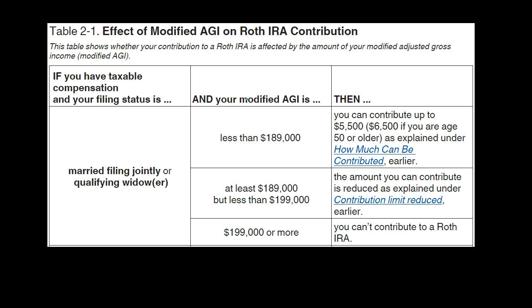So in essence, income type limitation. This table shows whether your contribution to a Roth IRA is affected by the amount of your modified adjusted gross income, modified AGI. How it's going to work, we're going to have the headers here.